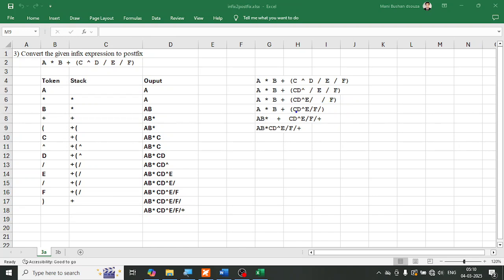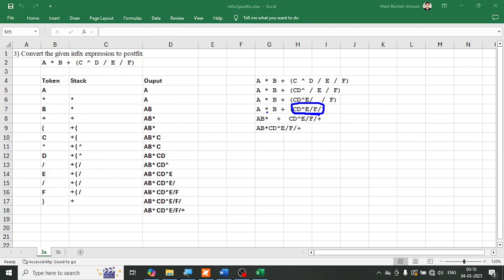So this completes all the evaluation under this parenthesis, that is the bracket. Now come to the remaining expression. Remember, this whole thing has to be treated as one unit. So you have A star B and plus something.